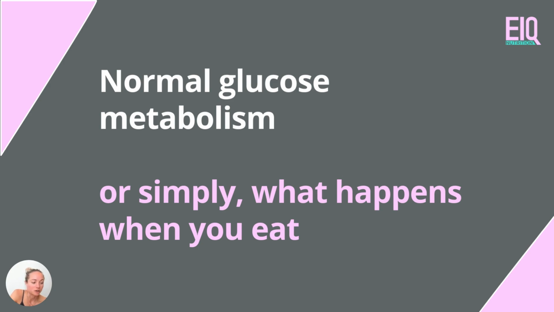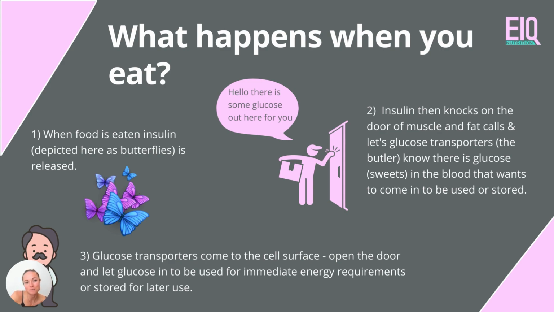So the first thing I want to do is explain what normal glucose metabolism is, or simply put, what happens when you eat. I've tried to make this in a format that people will remember, so I put in things that hopefully will trigger your memory. When you eat food, you have a response to that consumption, and part of that response is an insulin response, which I have depicted here as butterflies. So these are released when you eat food.